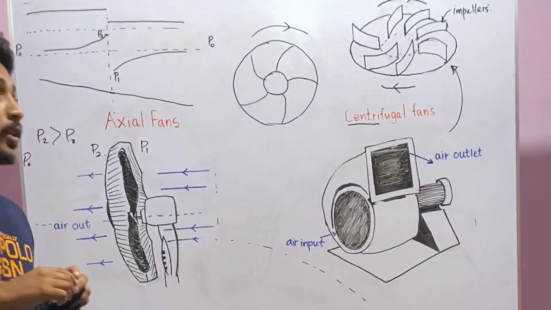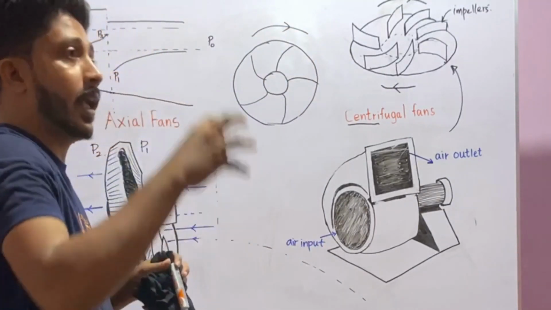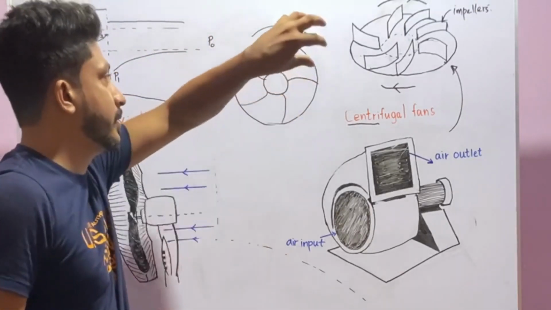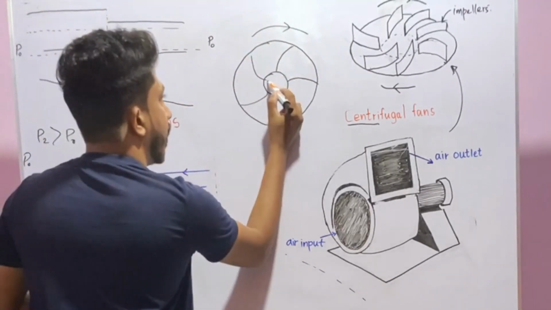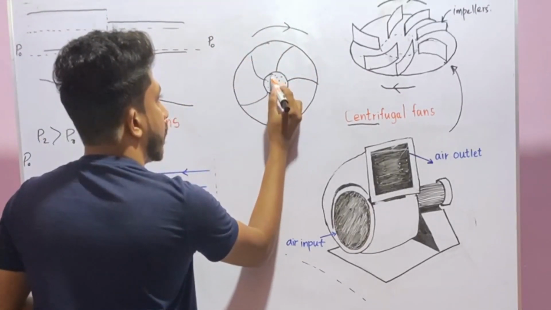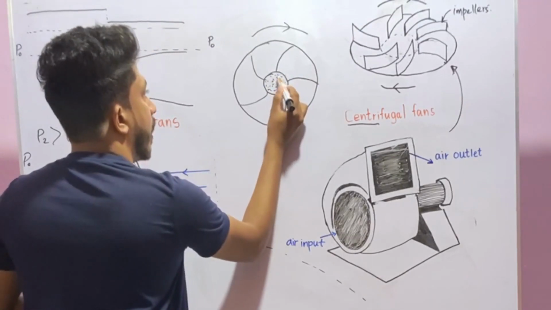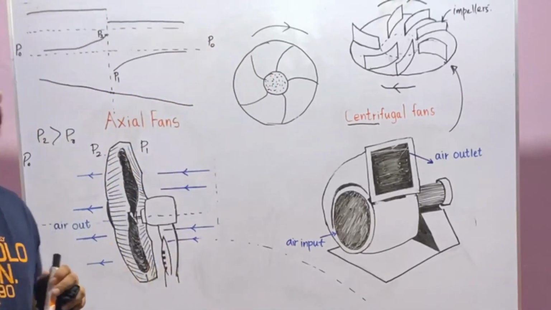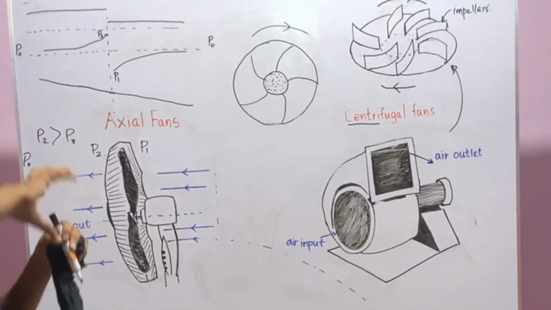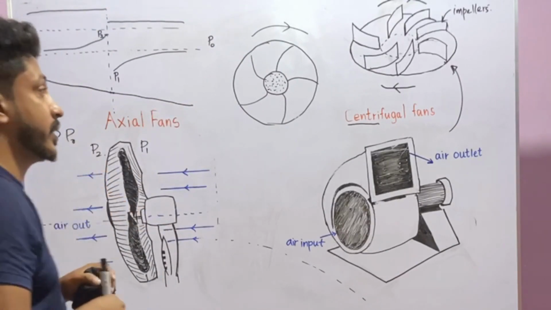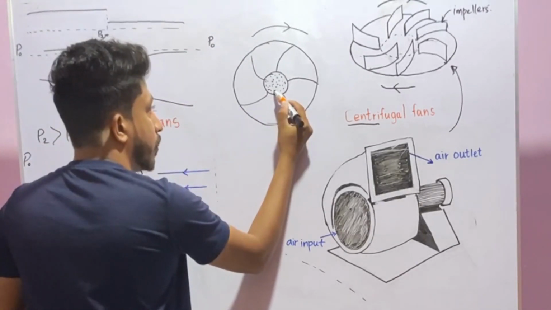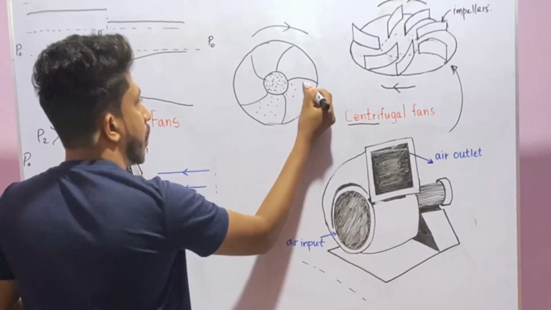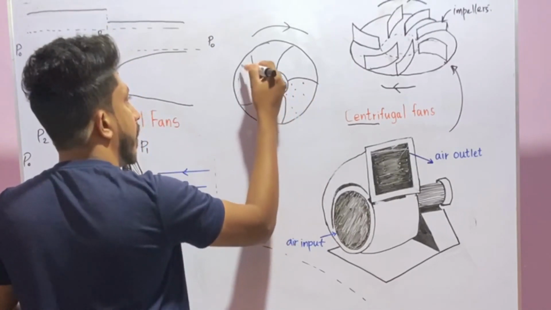Okay, so actually air is sucked in this direction into this area. Then it is rotating. Because of that motion they have centrifugal force. Because of that air is moving to this area. Okay, air is moving to this area.